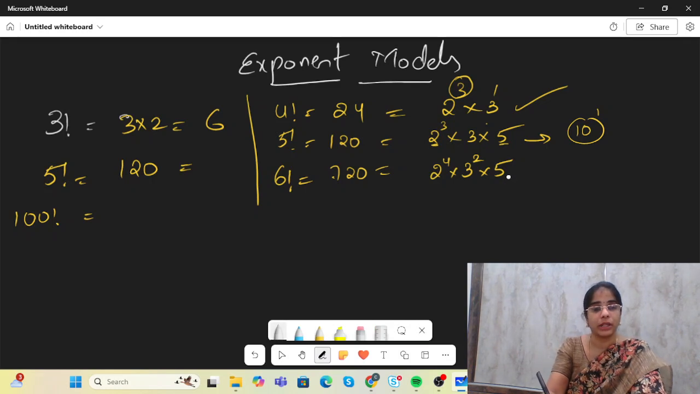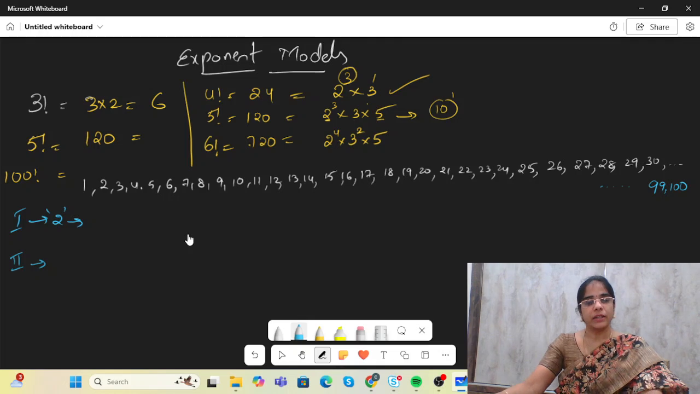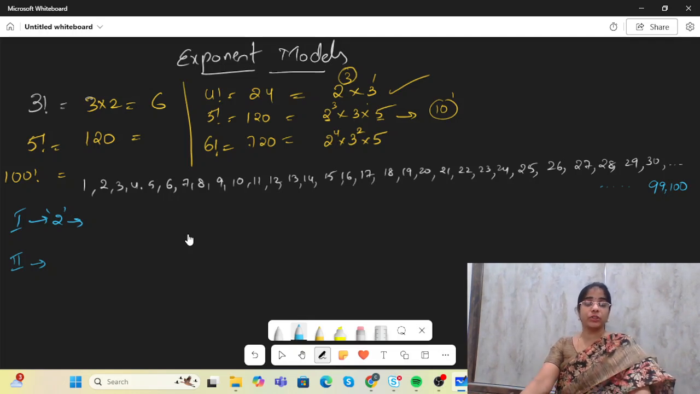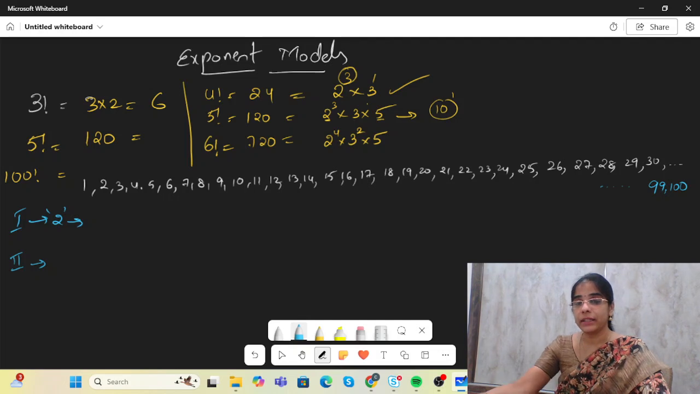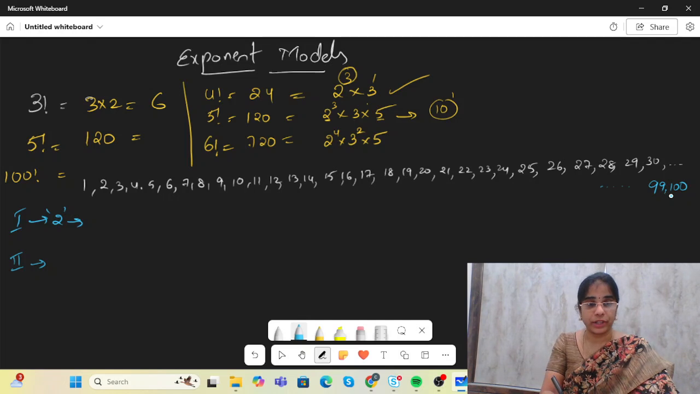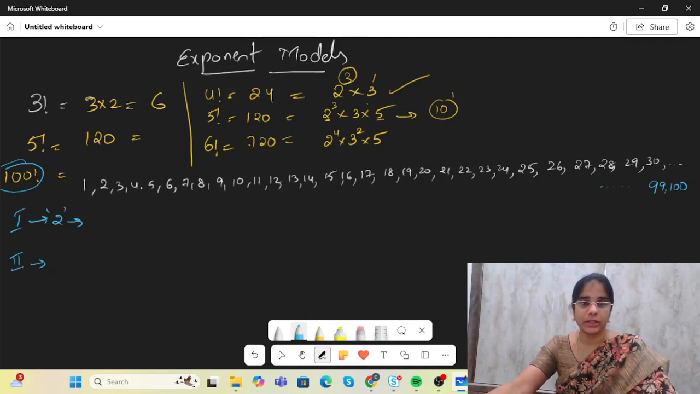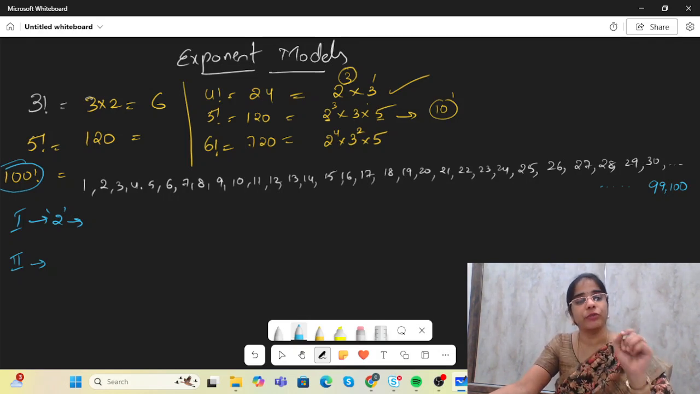Now how am I going to do that? Let me start writing the numbers 1, 2, 3, 4, 5, 6. I keep writing a few numbers. I have written the numbers 1, 2, 3, 4, and so on till 99, and 100 is what I have taken. Now my question is regarding 100 factorial. I am trying to figure out in 100 factorial what is the exponent for 2. So 100 factorial has got all these as its factors, isn't it? So now I have to see what will be the power of 2 in this.